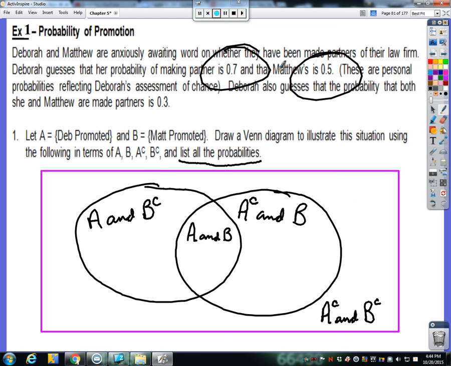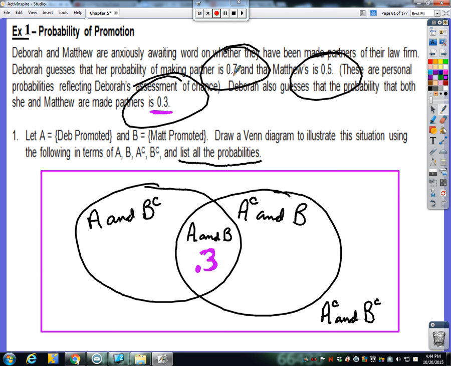There were three probabilities floating around in this problem: 70%, 50%, and 30%. If you consider those three probabilities, that adds up to 150%, which is impossible. So there's a little bit of math we're going to have to do here. The one probability you want to start with is the overlapping part, because we were told that both of them is 30%. So here's 30%, 0.3.